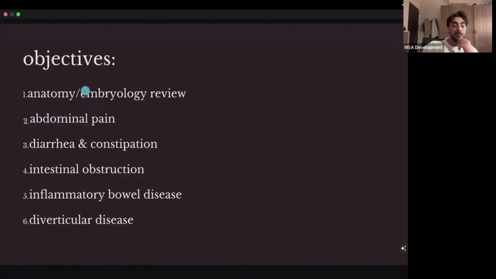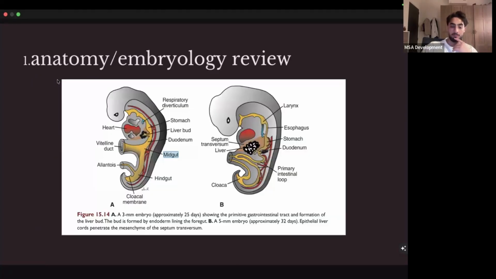Okay, but before we start, I want to go through the anatomy and embryology really quick so that we could tie in the clinical scenarios better to our baseline knowledge of anatomy and embryology. Okay, so here we have this embryo, and as you guys know, the gastrointestinal tract is formed by the primitive foregut, midgut, and hindgut, which is going to form different parts of your GI tract, which we'll talk about later. Now, in the fifth week of fertilization, the midgut is actually going to herniate out into the umbilical cord, as you guys can see here.